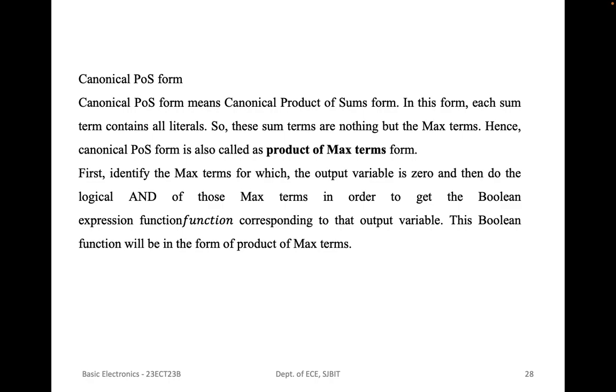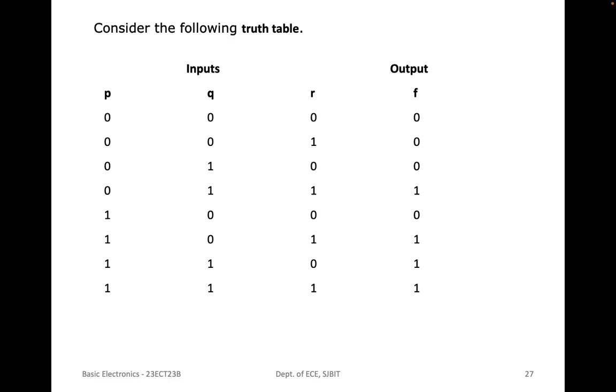If we consider an example, taking the same truth table which we have seen, the max terms will be p plus q plus r, p plus q plus r dash, p plus q dash plus r, p dash plus q plus r. By doing logical AND of these 4 max terms, we get the Boolean function of output. Therefore, f is equal to a product of sums: (p plus q plus r) into (p plus q plus r dash) into (p plus q dash plus r) into (p dash plus q plus r).